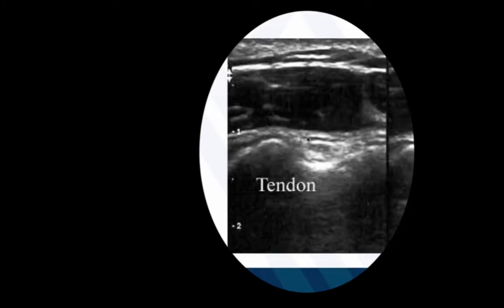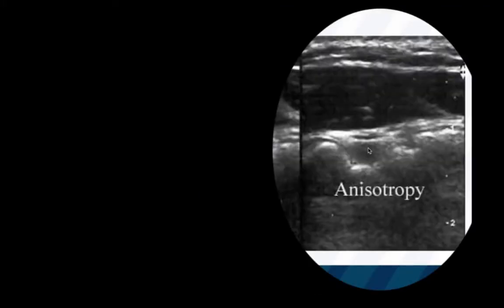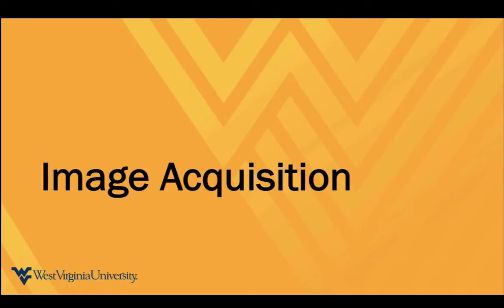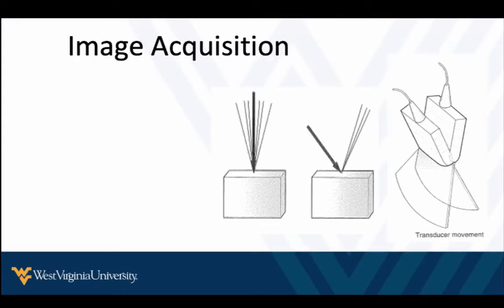Here we see a bicipital tendon. This is a pretty normal looking bicipital tendon. Here it looks artificially dark because we're imaging it at a poor angle, and it's due to anisotropy. So we just have to watch out for that, and we can usually mitigate it by changing the angle from which we're imaging. All right, a few little tips about image acquisition. That's pretty much it on physics and artifacts.